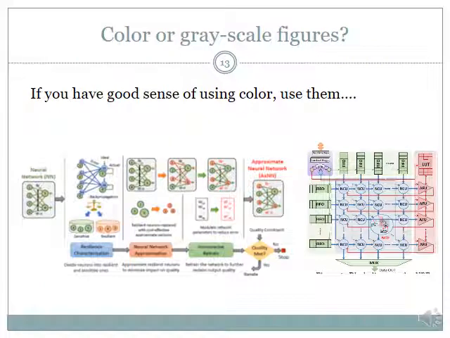Now, whether I should use color or grayscale figure, the answer is not straightforward, because sometimes use of color is very important, because color itself encodes some information. For example, if you use a heat map, in the heat map color is very important, and similarly in other diagrams, if you use colors, you can show the differences more easily, it is more visually appealing. But remember, there are also disadvantages of using color.